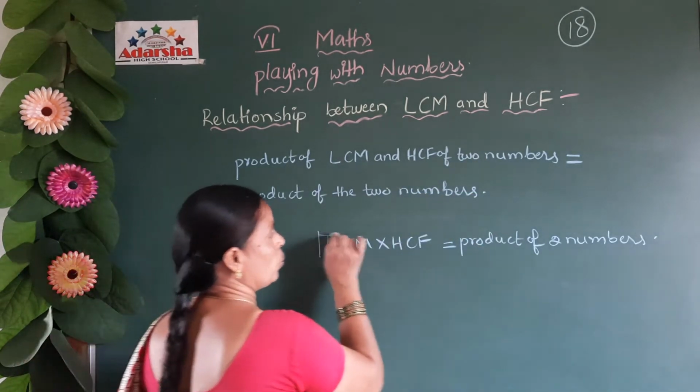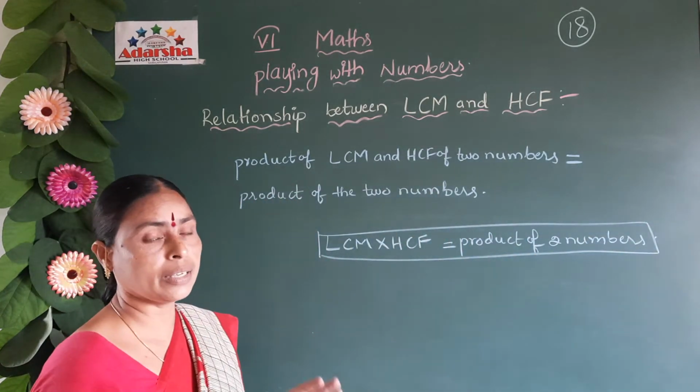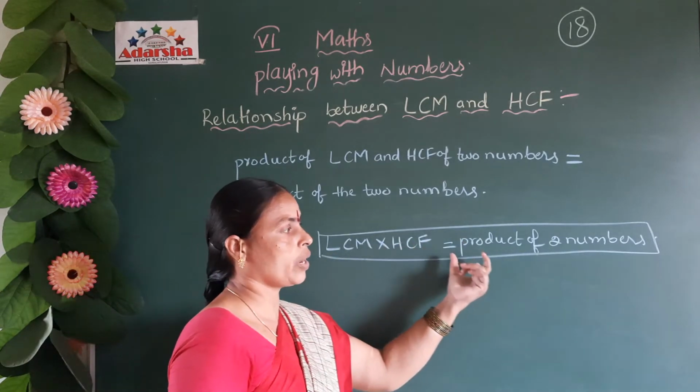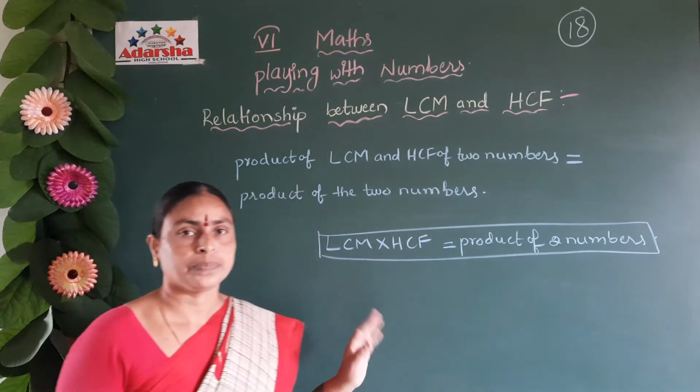This formula you have to remember. Based on this formula only we are going to learn the problems. LCM into HCF is equal to the product of two numbers. Remember this formula, all of you.